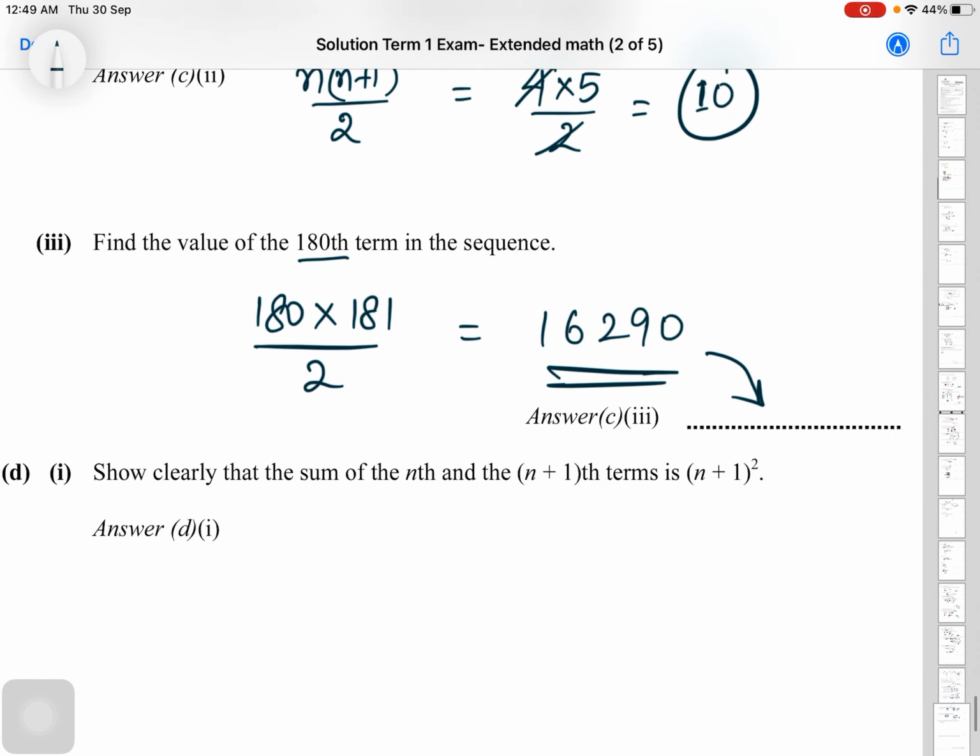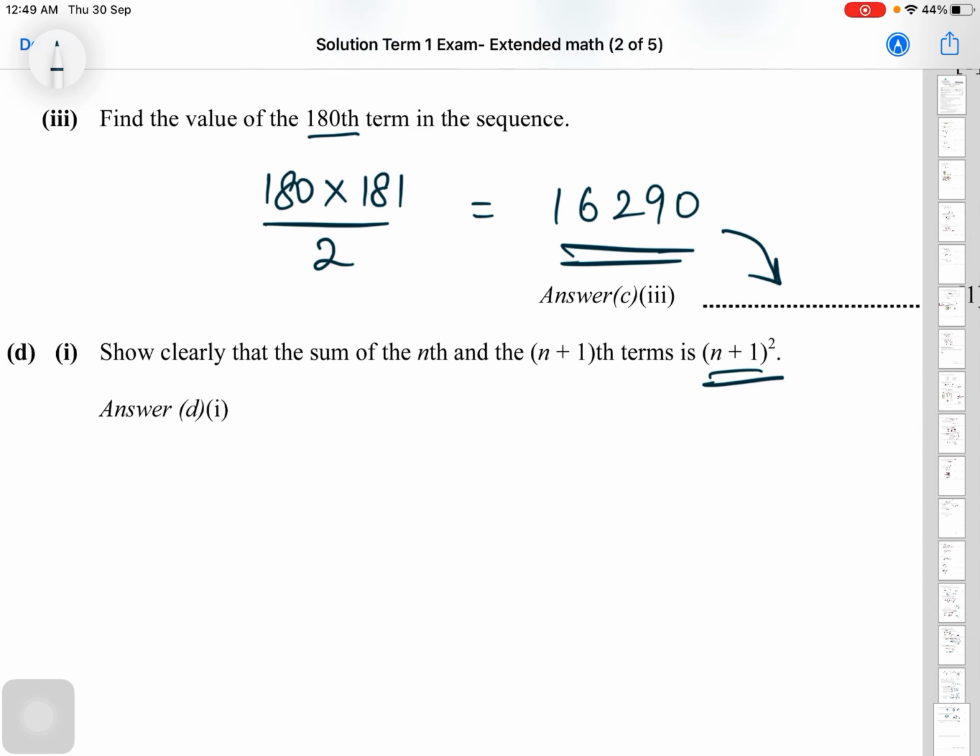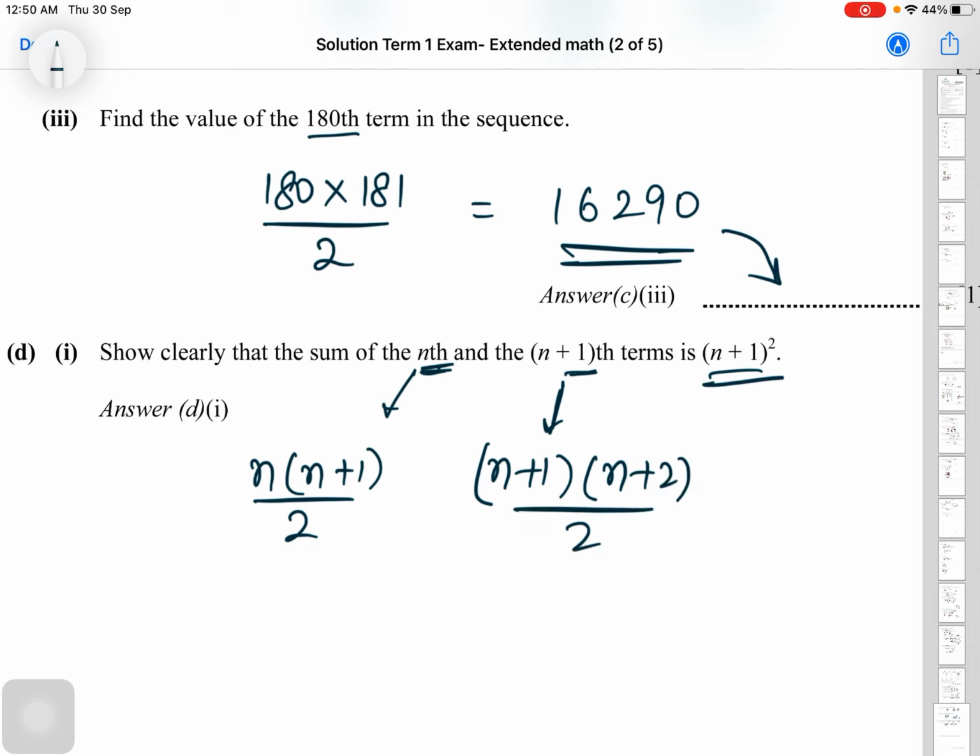Show clearly that the sum of the nth and the n plus 1th term is this. Let's see. The sum of this term. So first of all, what will be the nth term? Nth term will be n into its next number by 2. What will be n plus 1th term? It will be n plus 1 into the next number, that's n plus 2 by 2. And they are asking state clearly that the sum of these two should come out to be this answer.